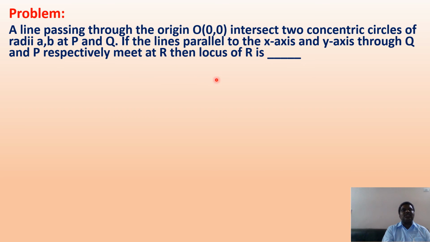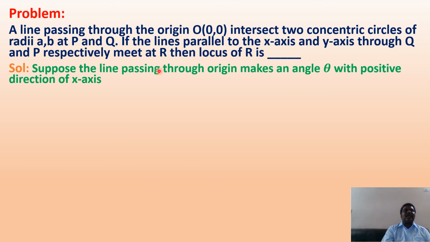That is the question. So how many circles are given to you? Two circles. What are their radii? a and b. A line through the origin intersects the two concentric circles at P and Q respectively. Understand? The lines parallel to the x-axis and y-axis through Q and P respectively meet at R. We have to find out the locus of R. How to find this one? Let us see.